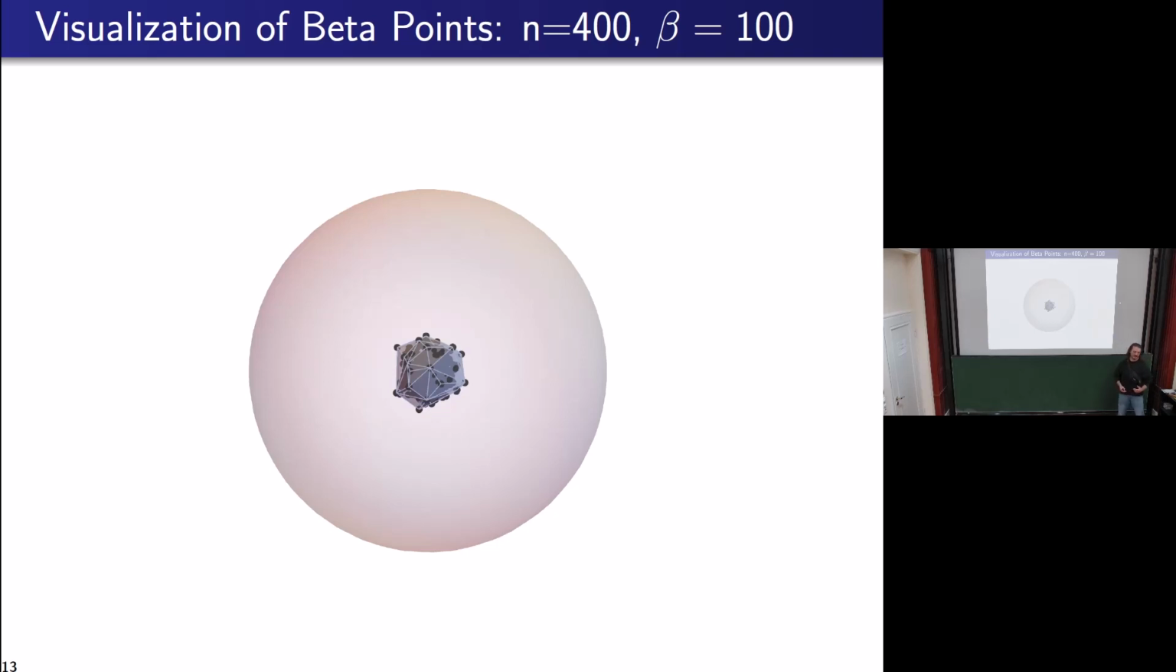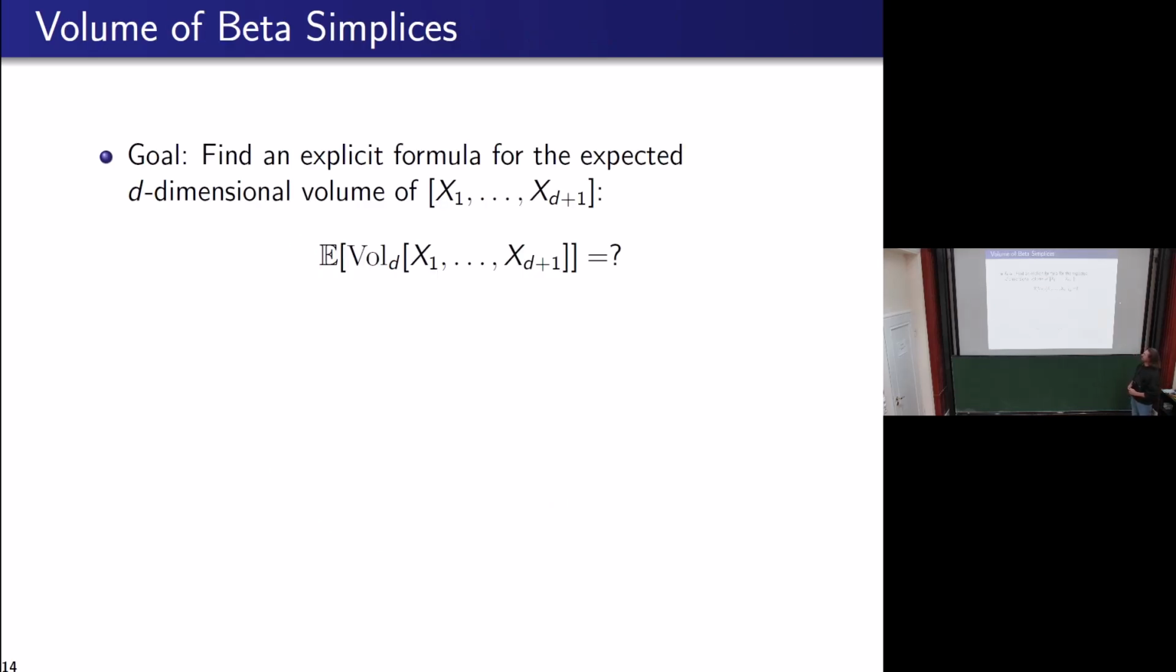So one thing someone might conjecture is that the expected volume of such a beta simplex might be a monotonically decreasing function in beta, if all betas are chosen to be the same. And it's something that we may even be able to show today if we have the formula for the expected volume. So this will be the goal for today. We want to find the expected volume of such a beta simplex.